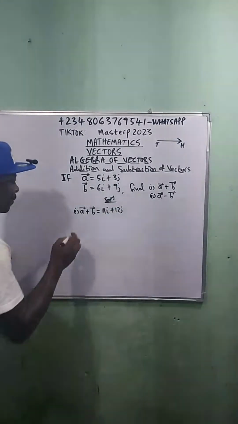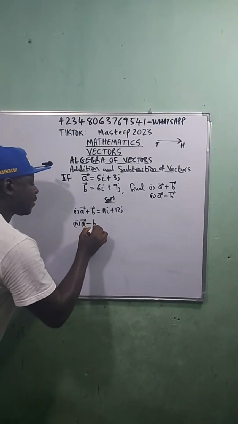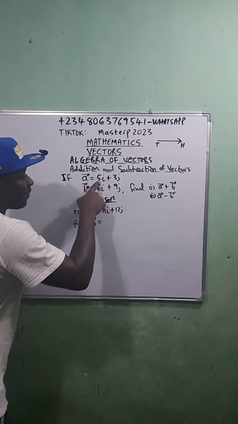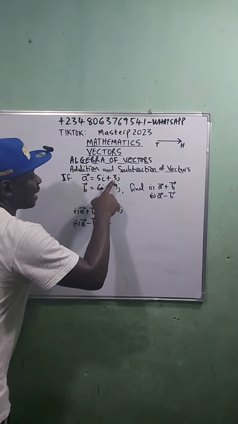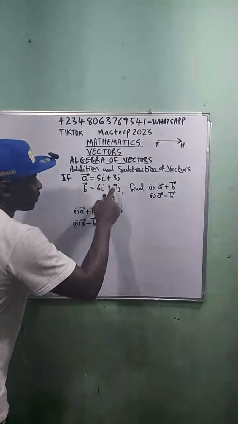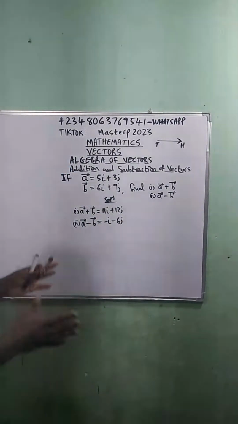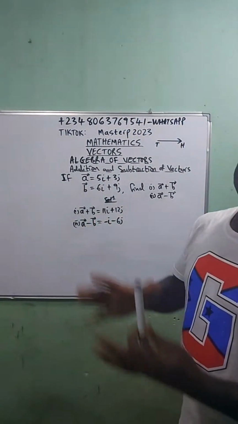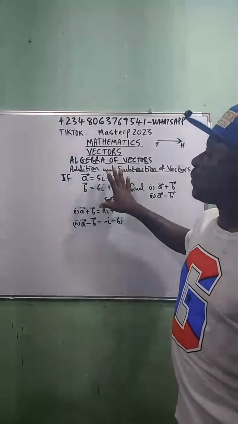Then for the subtraction, vector A minus vector B will be 5i minus 6i, which is minus i. Then 3j minus 9j will be minus 6j. That becomes the answer to that question. So that's what the addition and subtraction of vectors is all about. To add or subtract vectors, you take the corresponding components and bring them together. This is for a two-dimensional vector.